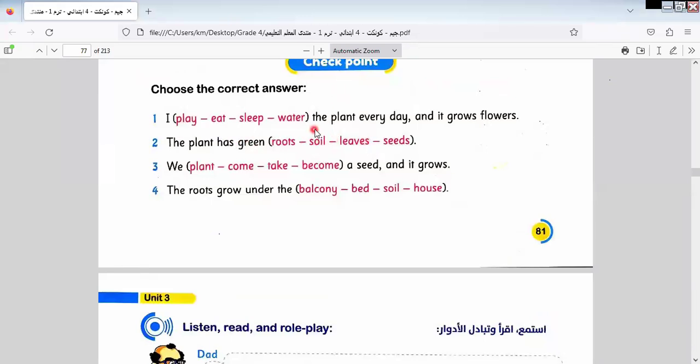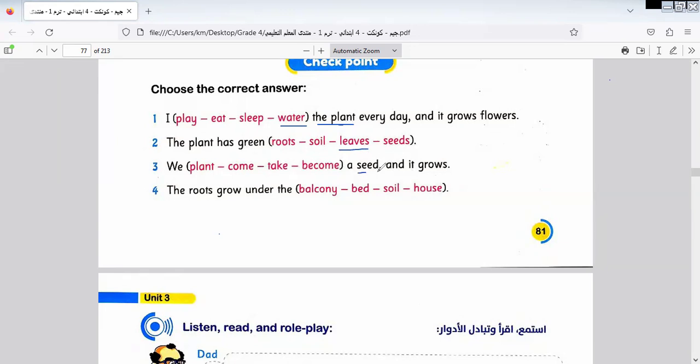Here is the checkpoint related to this part. I plant, play, eat, sleep, water, sorry, the plant every day and it grows flowers. Here, what is the suitable verb for this noun? It will be water. Why? Because I water the plant every day, so it grows up and grows flowers. Okay. The plant has green what? Green leaves. Excellent.